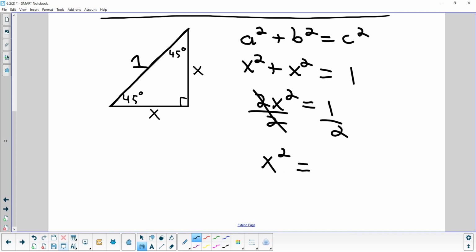So x squared equals a half. And how do I get rid of having an exponent of 2? I don't want x squared, I want just x. Take the square root of both sides. And when you have to square root a fraction, you do the top and the bottom separately. Top, bottom.